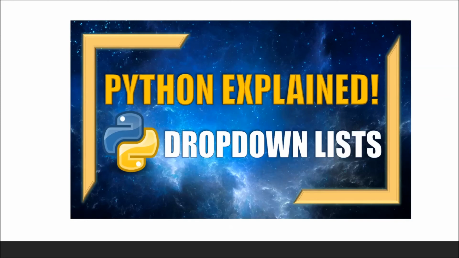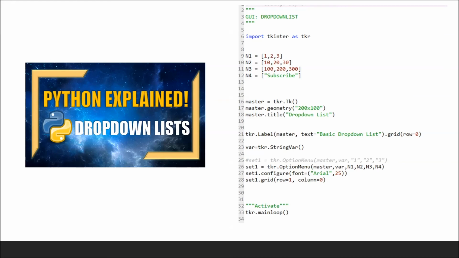So in at number 2 is drop-down lists. Another great GUI project here, and we're also using the tkinter module, and what we do is we create a basic drop-down list, and I explain each line in detail, giving you a walkthrough, and we use both numbers and text.